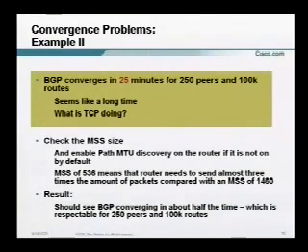Second example, BGP converges in 25 minutes for 250 peers and 100,000 routes. We know it's not using a Motorola processor anymore. It's something that should be nice and fast from the modern day. So rather than just say, oh well, it's slow hardware, try and actually figure out what's going on within the TCP process and check the MSS size. Enable path MTU discovery on the router if it's not on by default.